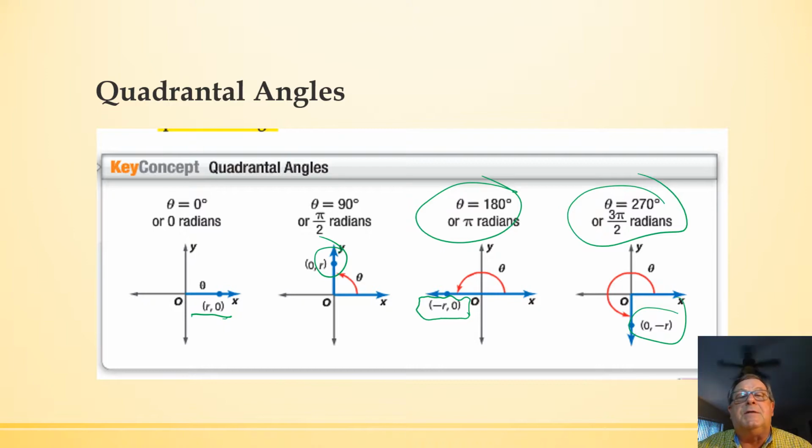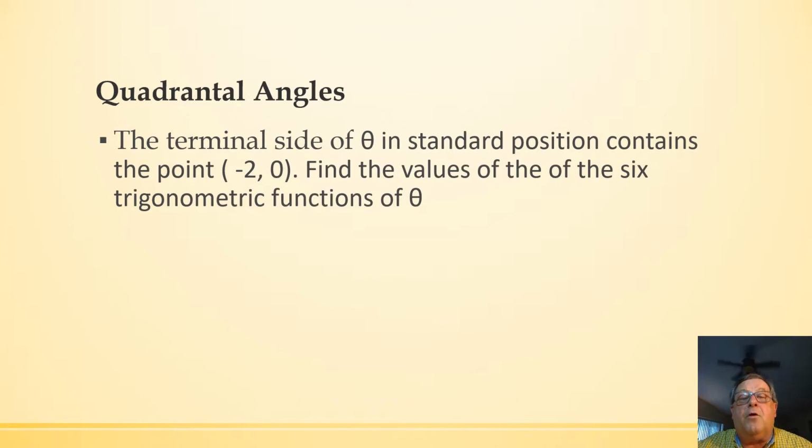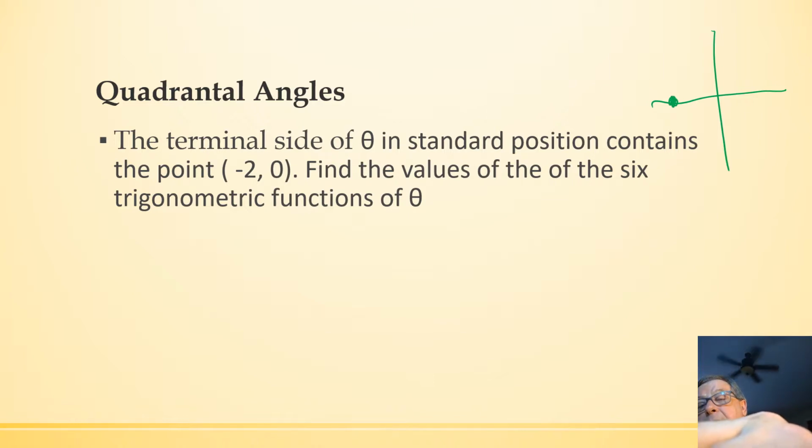So let's look at a specific example. Here we're told the terminal side of theta in standard position contains the point negative 2, 0. Find the values of the 6 trig functions. Well, negative 2, 0 is going to be out here.